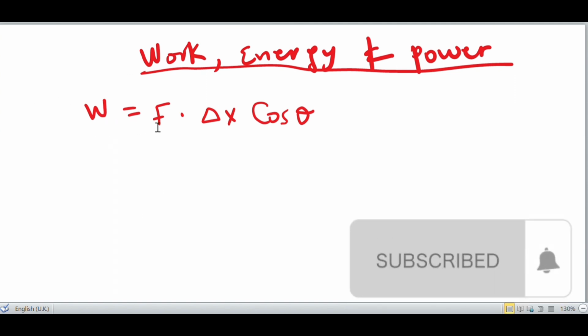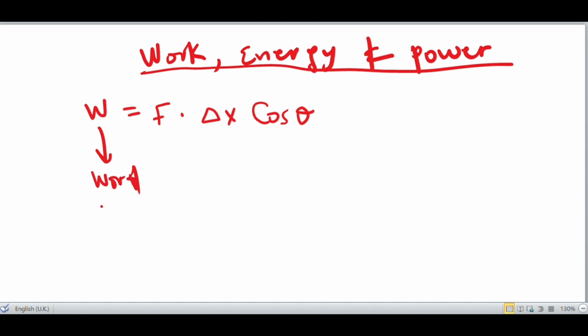W is equal to F times delta X cos theta, where W is the work that is done by a force. It is measured in joules. So F is the magnitude of a force, so it is always measured in newtons.